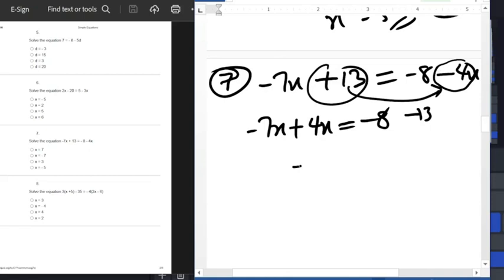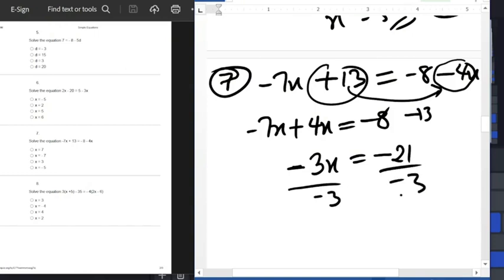So this will give us minus 3x. And this gives us minus 21. So we divide both sides by minus 3. So this cancels this, this cancels this. That gives x equals 7.